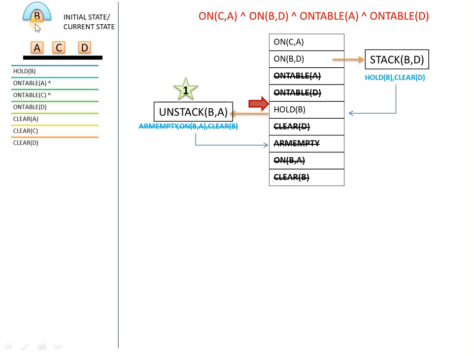See, unstack BA. B is now in the robot arm's hands. So the state changed to hold B, on table A, on table C, on table D, clear A, clear C, and clear D. So this is the state now.